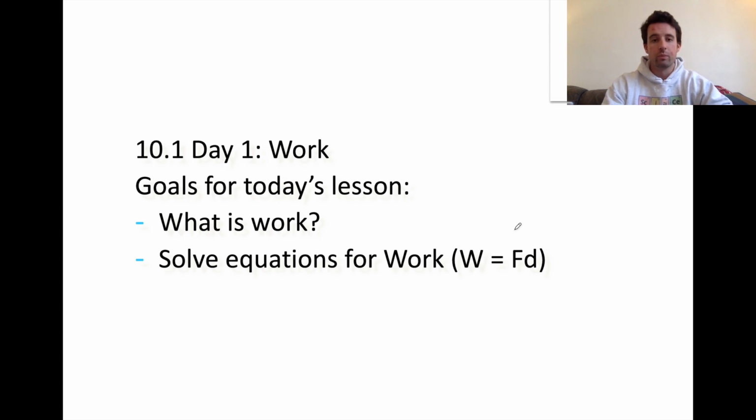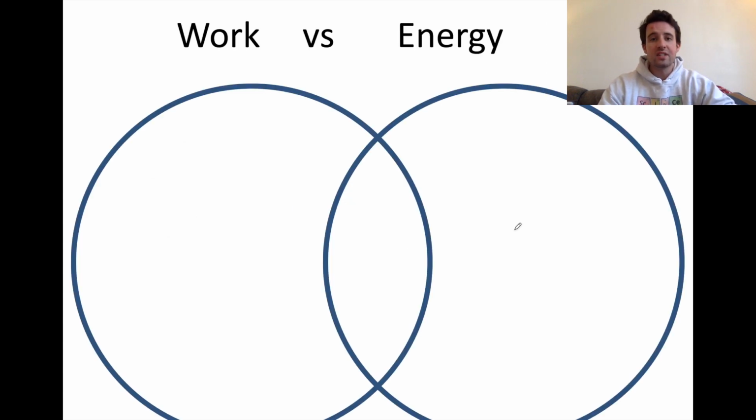Let's get into it. So last time I showed you this Venn diagram of work versus energy, and one of the main things I wanted to point out is that work has a different formula than kinetic energy or potential energy, but they both have the same units. They both use the units of joules. And then we also said that for work, joules come from combining a Newton and a meter, multiplying those two together. That's how you get the unit joules.